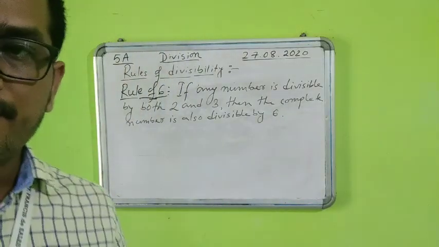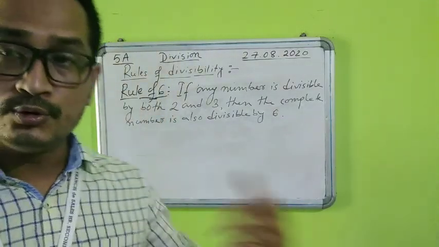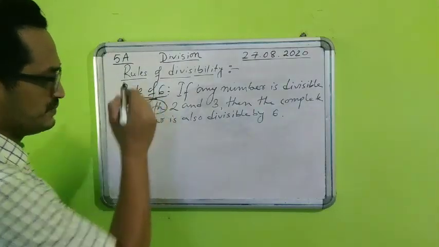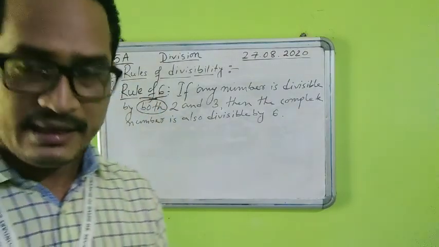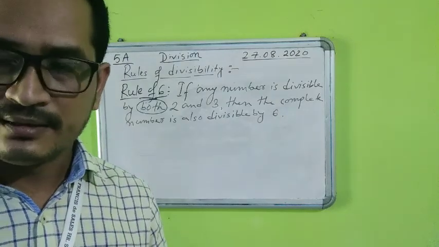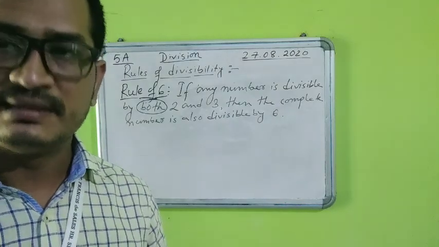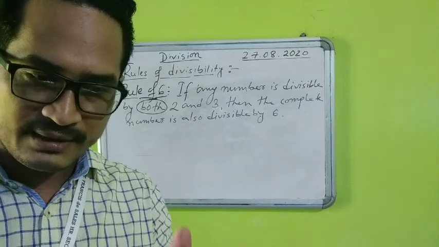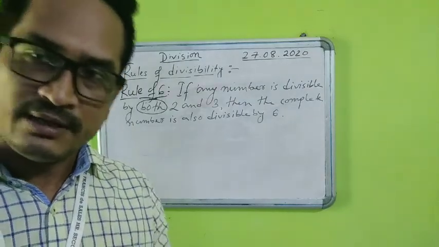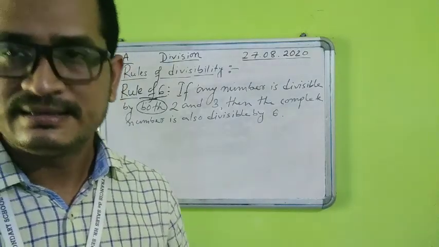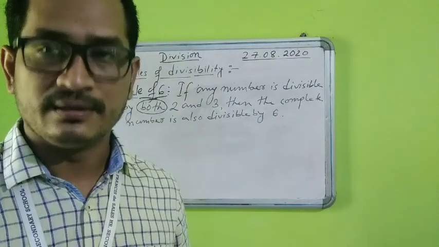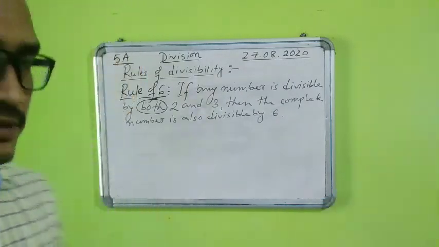That means if any number is divisible by both 2 and 3. Now students, this word you have to concentrate on, what I am writing: both. That means if a number is divisible by 2 but it is not divisible by 3, you cannot say that it will be divisible by 6. Or if a number is divisible by 3 but it is not divisible by 2, then also you cannot say that it is divisible by 6. The number should be divisible by both 2 and also 3. Then only that number will be divisible by 6.